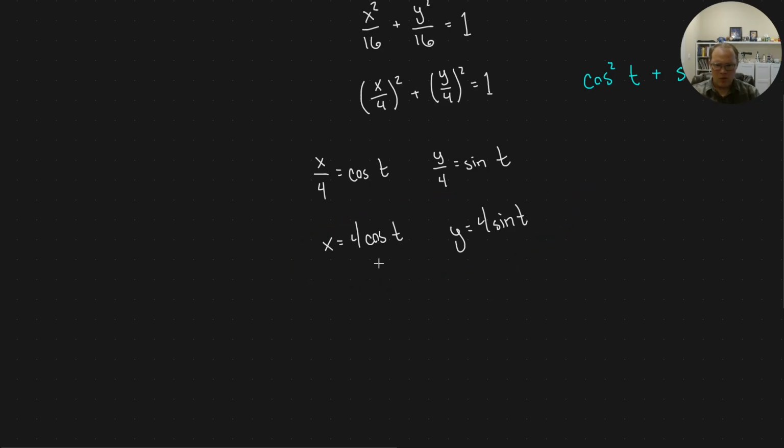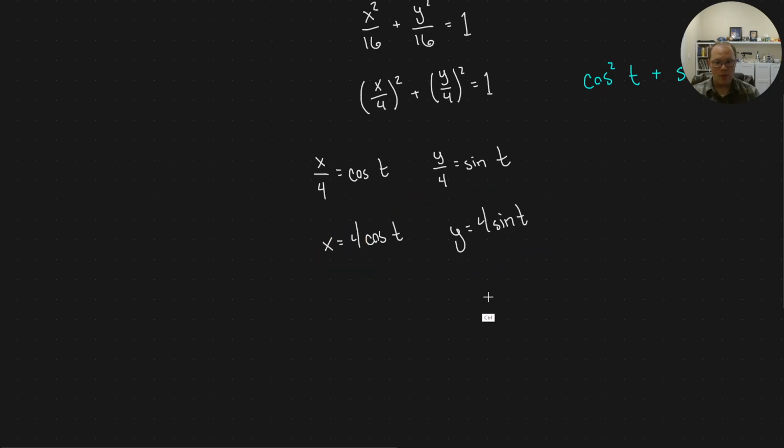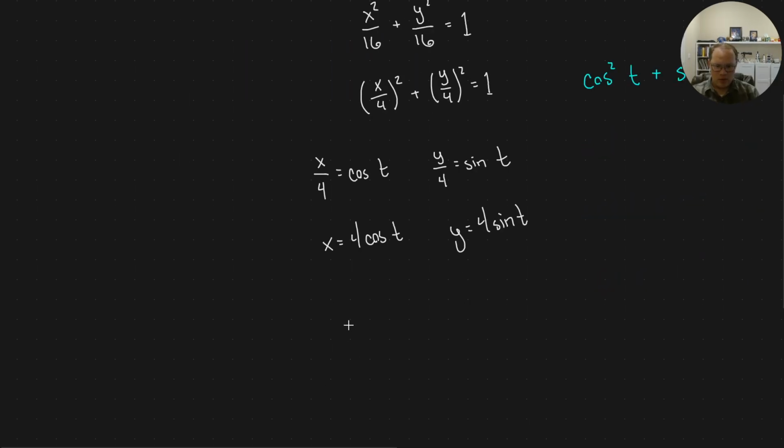Okay, we see this type of thing a lot. If we use cosine and sine, we get a circle. If we throw the same coefficient in front, we get a circle of that radius. All right, we've got x and y. Let's plug into this other equation, z equals x plus 2y, and we will have our z component also. Z equals x plus 2y, plug in.